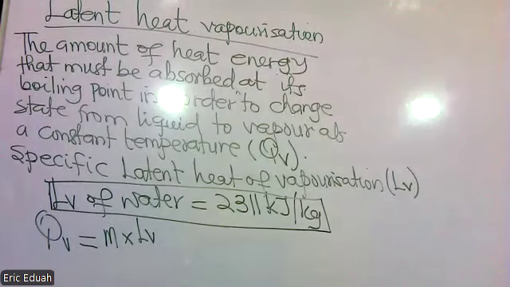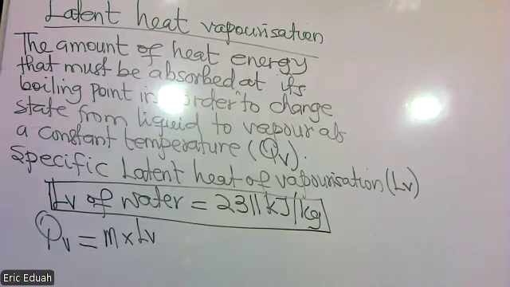I think for every 1 kilogram mass of water at its boiling point must absorb 2,311 kilojoules of heat in order to change its state from liquid to gas at its constant temperature. Please.